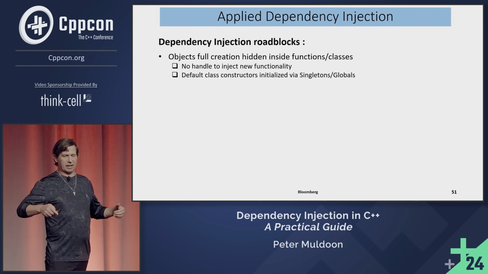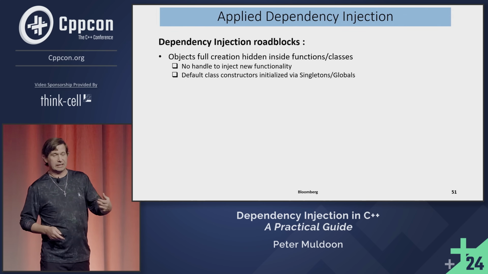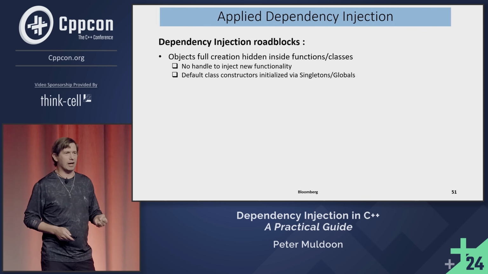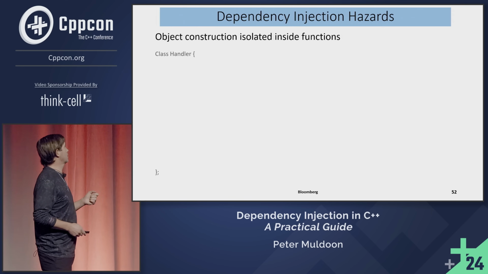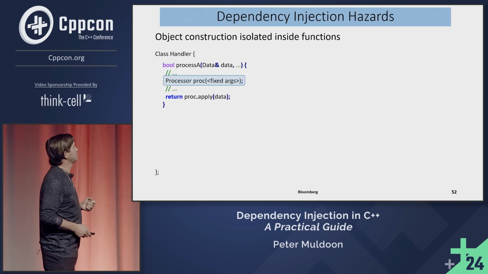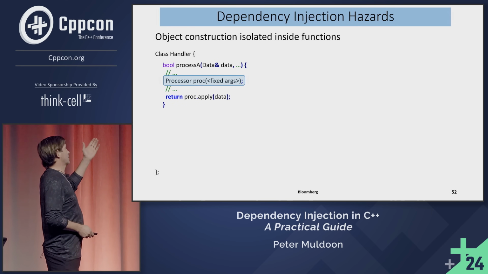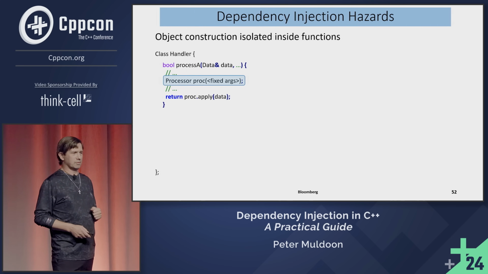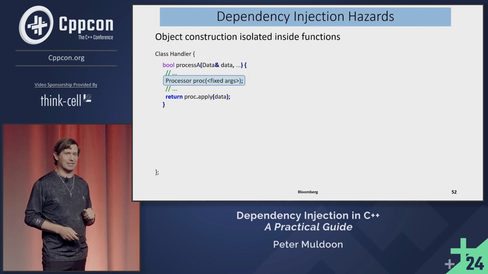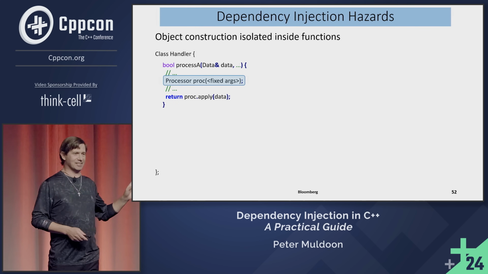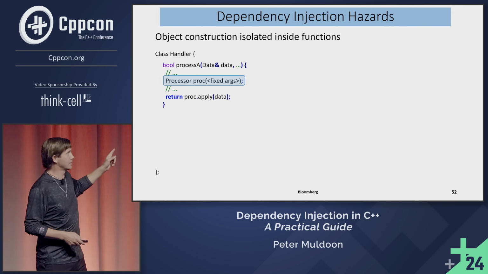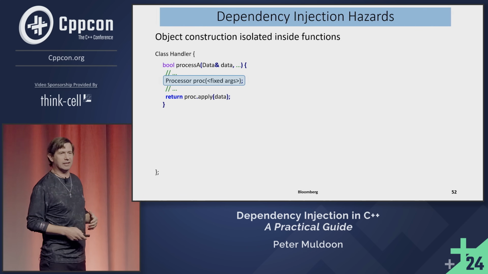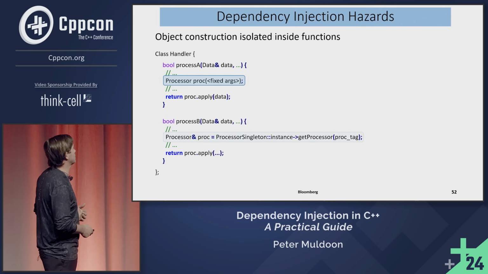So if you have an object whose creation is hidden inside a function, and there's no way to get to it, you can't do dependency injection. What does that look like? I have a class with a process A on it, and I make a processor and put some kind of fixed args in to create it. Other than link time injection, which I told you not to use, there's no way of getting my hands on changing this processor. Stuff like that stops you doing dependency injection.